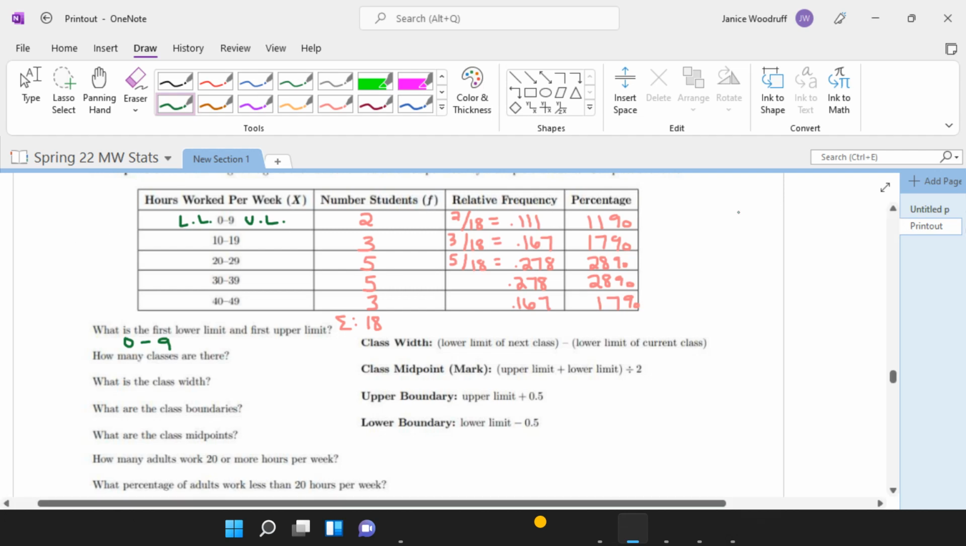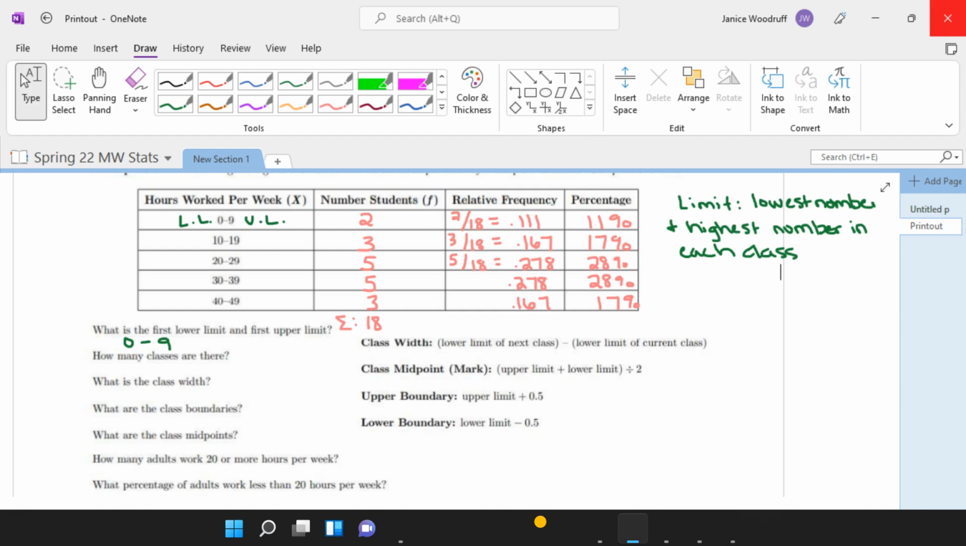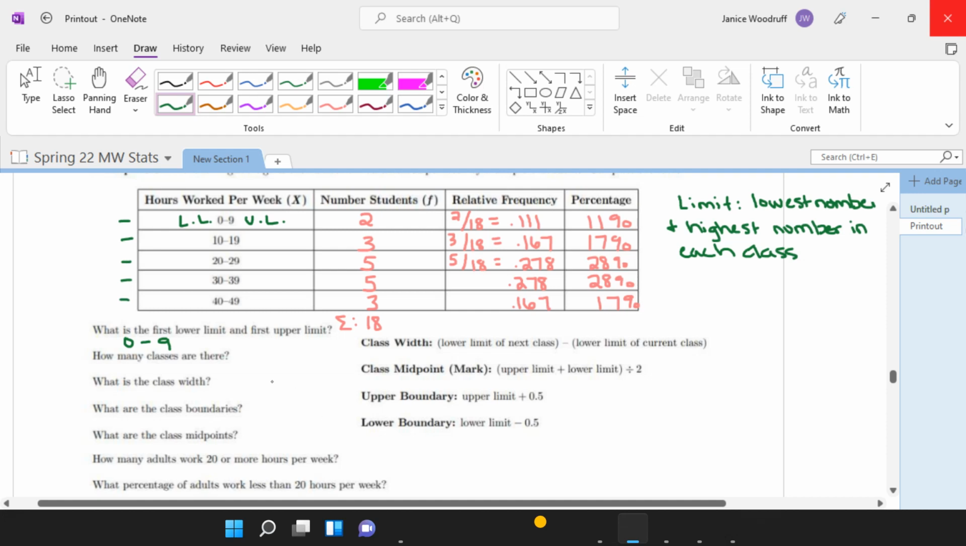And then I can write it over here. So you have limit, okay, lowest number, and highest number in each class. Okay, then you have how many classes are there? So again, these are just the categories. So 1, 2, 3, 4, 5 different classes.